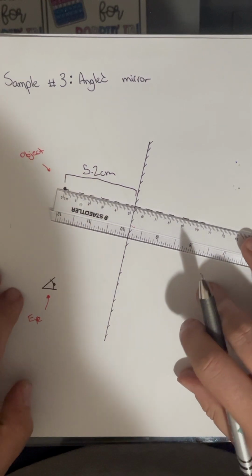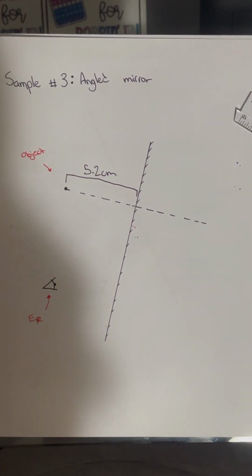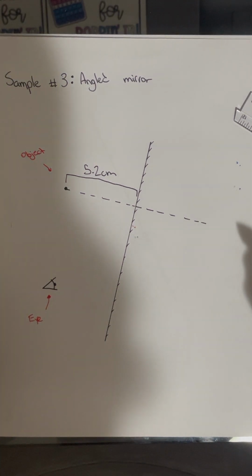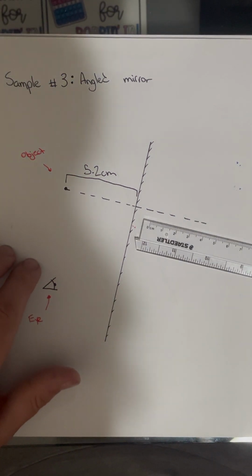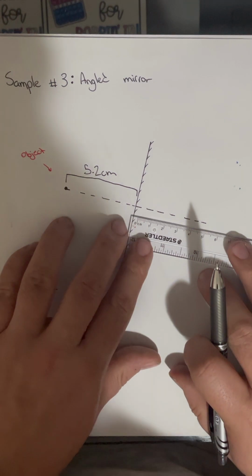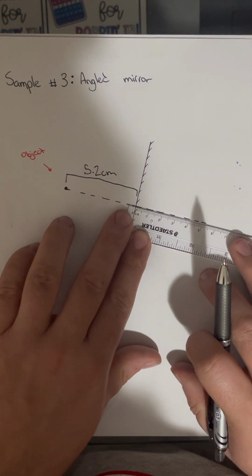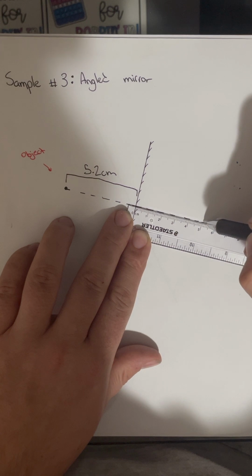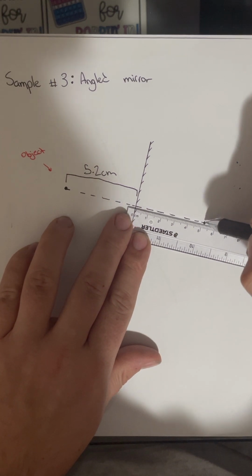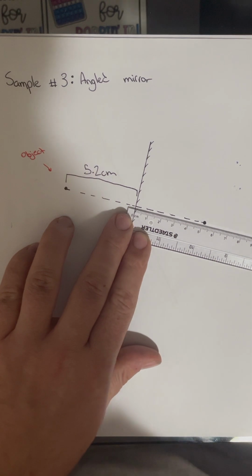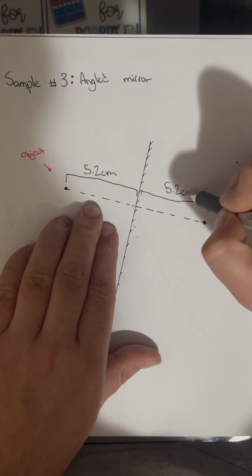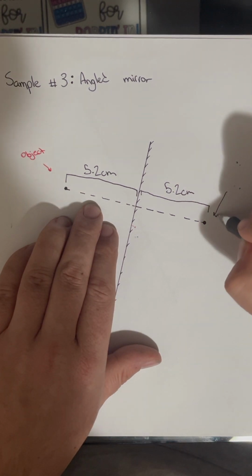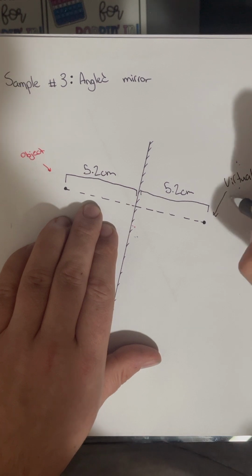Now, as we know, if we are looking at a mirror, the perceived image of the object is going to be the exact same distance behind the mirror, or on the virtual side of the mirror, as it is in front of the mirror, or in the real world. So here I'm going to take my ruler again, placing my 0 right along the mirror itself, and I'm going to measure 5.2 centimeters beyond the mirror. And that is going to give me the location of my virtual object. That is 5.2 centimeters, and my virtual object is going to be right there.